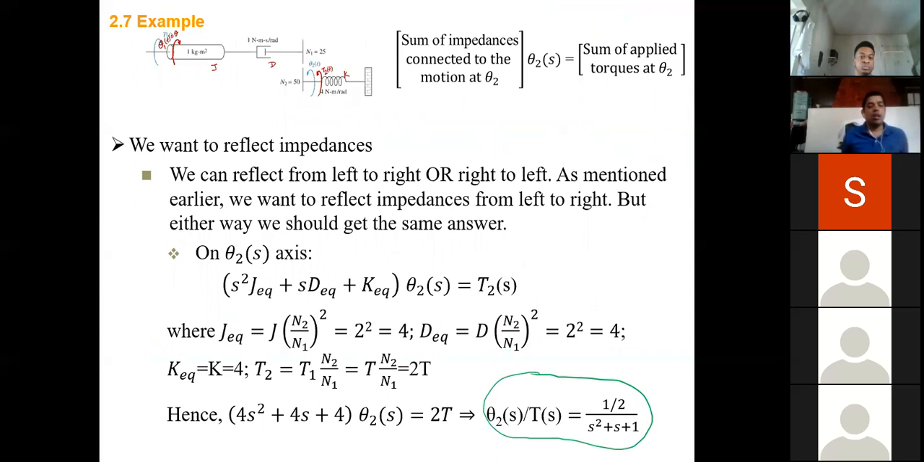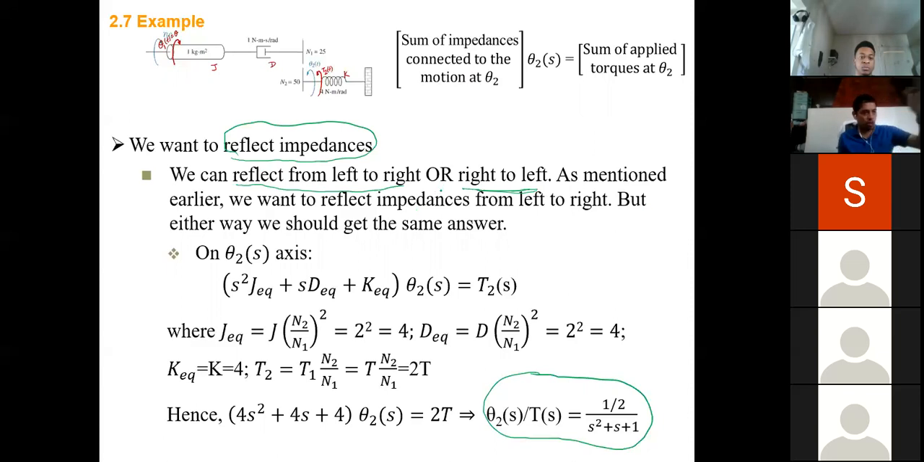So this process is called reflecting impedance, okay? Sometimes we reflect from left to right. Sometimes we reflect from right to left, right? So depending on what you need, you have to reflect impedance one way or the other way. But whatever you do, you get the same answer, but one route will be longer than the other route.